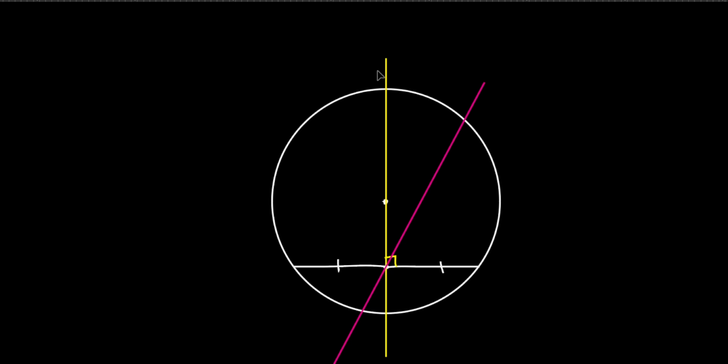Everybody with me? So the yellow one, if it's a perpendicular bisector of the chord, it's going to go through the center. The pink one, well, it's a bisector, but it's not perpendicular. It's not going to go through the center.